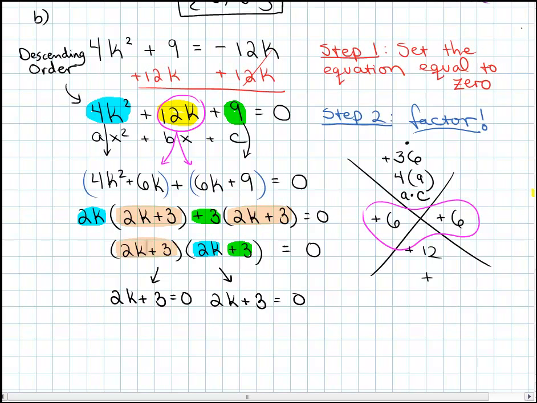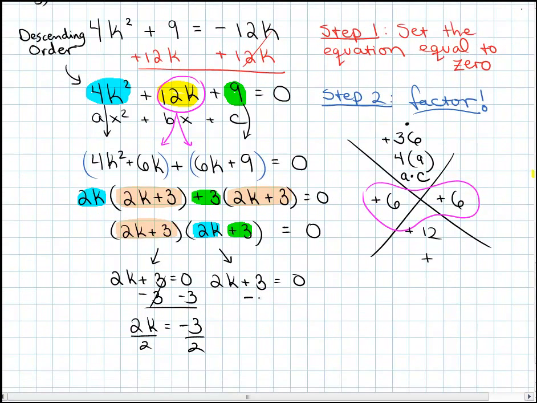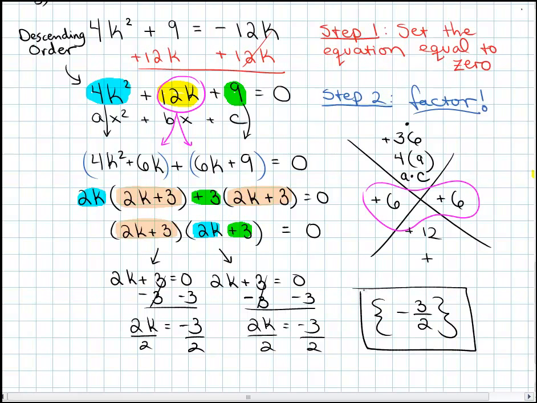All right, let's solve this. So now I'm going to subtract 3 from both sides. I'll have 2k is equal to negative 3. Divide both sides by 2. I get k is equal to negative 3 halves. I'm going to subtract 3 from both sides over here, and I'm going to end up with exactly the same answer. You don't have to do this twice. You could just write a single answer of negative 3 halves. We got a repeated solution there of negative 3 halves, but you just need to write it down once.